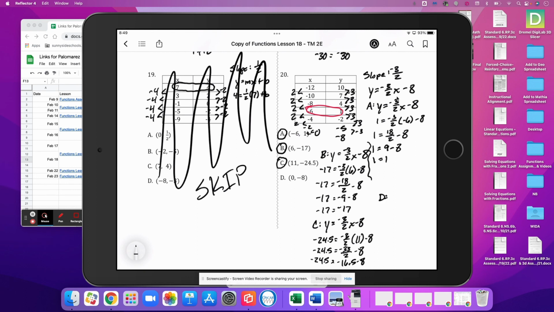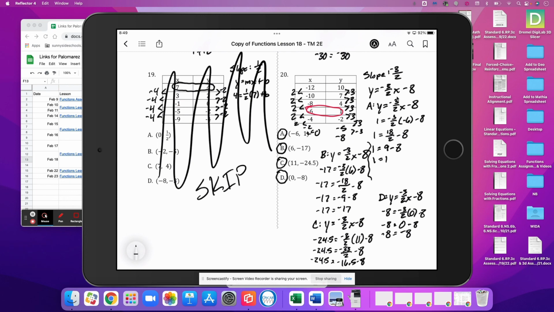And then lastly, D, y equals negative 3 over 2x minus 8. We have negative 8 equals negative 3 over 2 times 0 minus 8. Negative 8 is equal to 0 minus 8. And yes, negative 8 is equal to negative 8. So for our last one here, all of them are a solution.